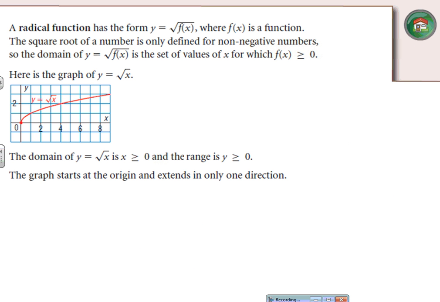So we call a radical function one that has a radical, a square root sign, in there. The square root of a number is only defined for non-negative numbers. So the domain is the set of values where the value is greater than or equal to 0.